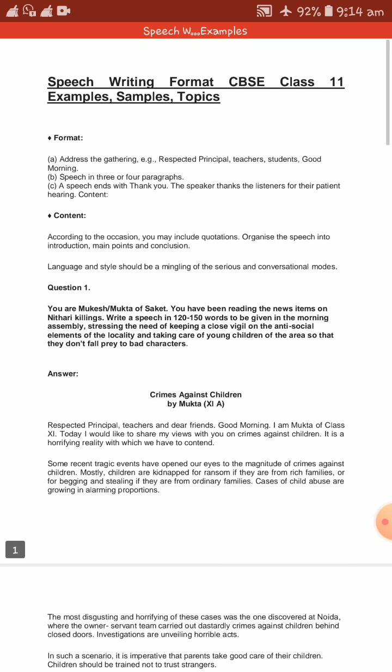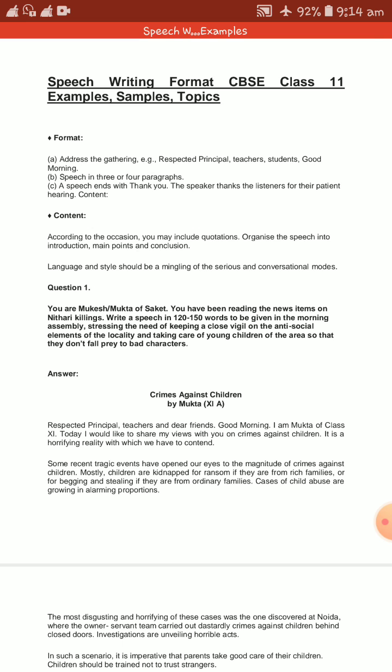Then another important thing you have to remember: a speech ends with thank you. This part is very important. Many of the students don't mention it. So finally, after you write the entire speech, kindly write thank you. What is the significance of thank you? Because the speaker thanks the listeners for their patient hearing.